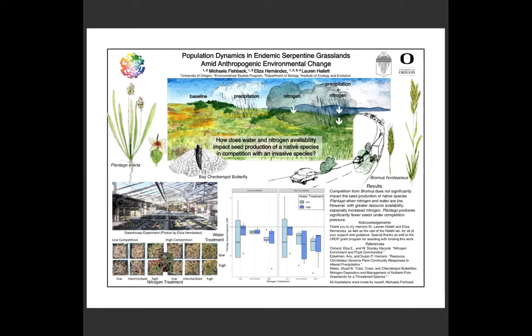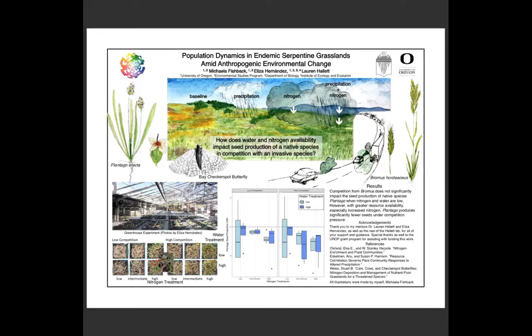These two species are the native forb, Plantago erecta, seen at the left, and the non-native grass, Bromus hordeaceus, seen at the right. Plantago erecta is the primary host plant of the bay checkerspot butterfly, which is an endangered species that is found only in California's serpentine grasslands. An illustration is seen here.